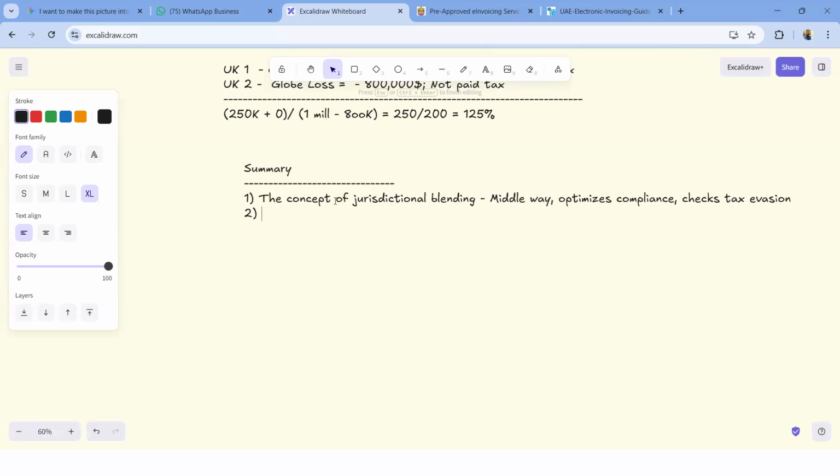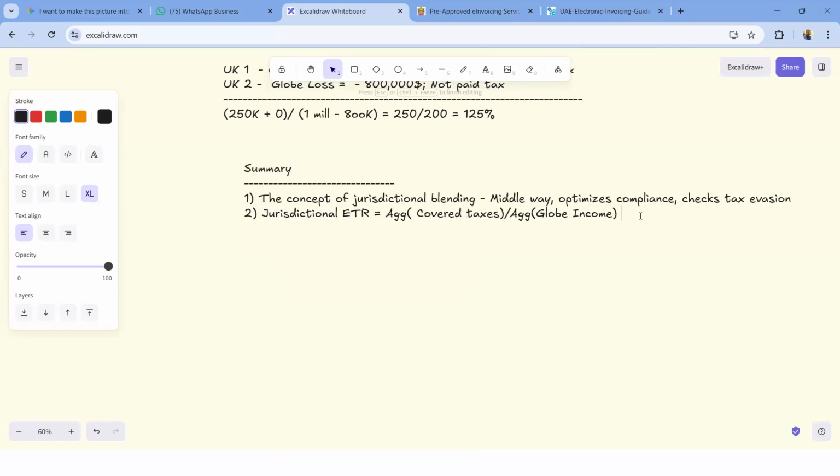Then we learned how to calculate the jurisdictional ETR. How would you calculate the jurisdictional ETR? It would be the sum of jurisdictional covered taxes divided by the aggregate of GloBE income of entities in that jurisdiction.